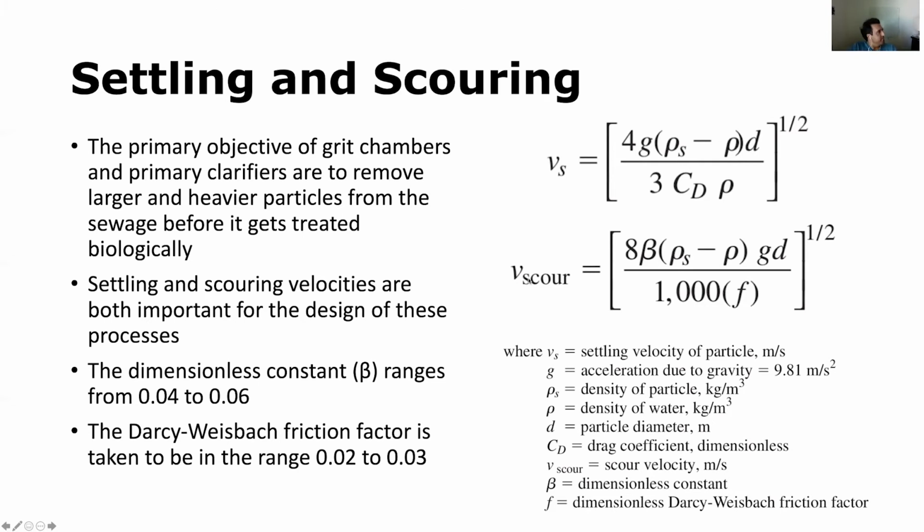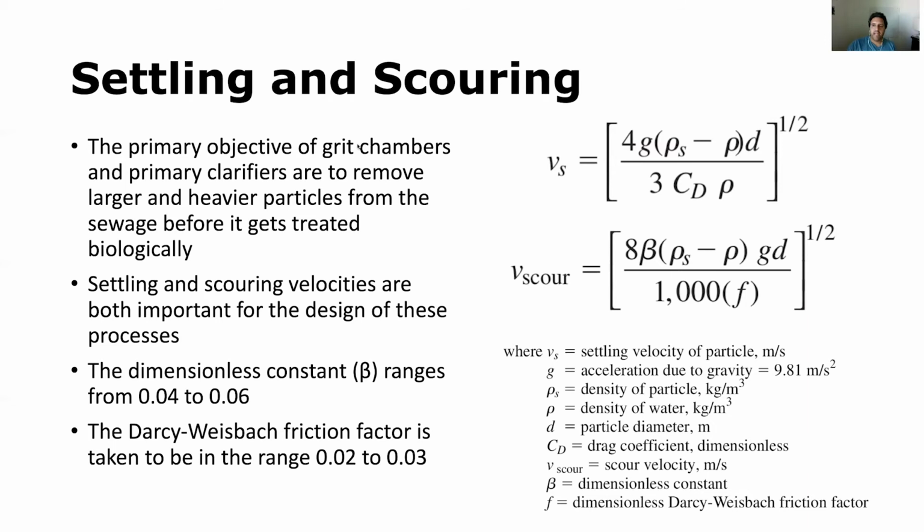So settling is, all right, so the primary objective of grit chambers and also primary sedimentation tanks is to remove larger, heavier, settleable particles from the sewage before it gets treated biologically. So when we design these processes, the settling velocity and the scouring velocity are two important factors to consider. So settling velocity is the velocity at which the particles settle, and the scouring velocity is the velocity that will re-suspend those particles back up into the water column.